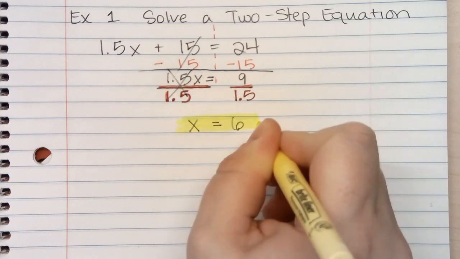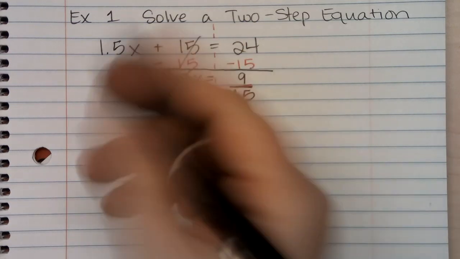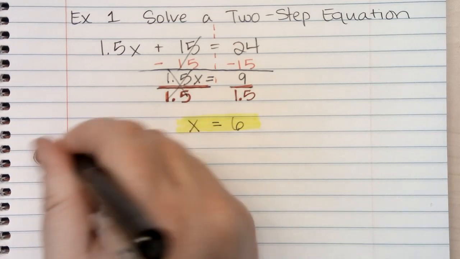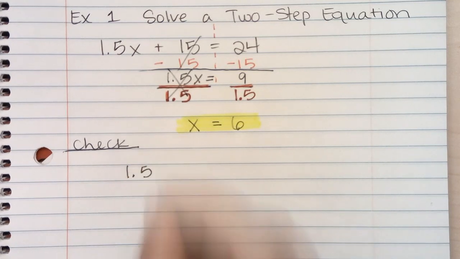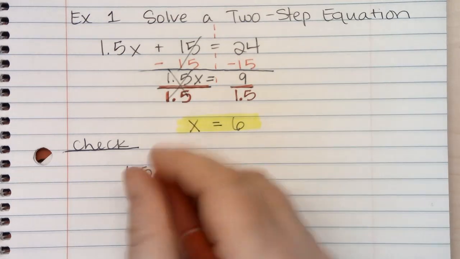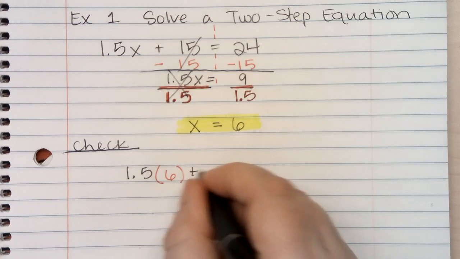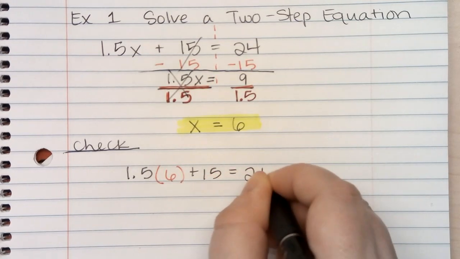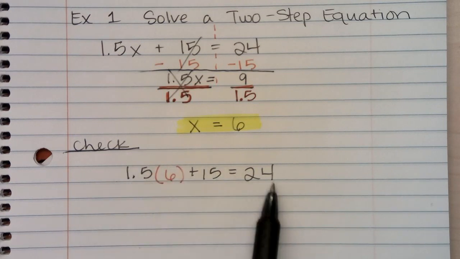My next step is to check my answer to make sure I put everything in my calculator right and I didn't make any small errors. So what I'm going to do is rewrite the equation as 1.5, and instead of x, I'm going to put in what I got for x, 6, plus 15 equals 24. So what we want to do is make sure that this side equals this side.